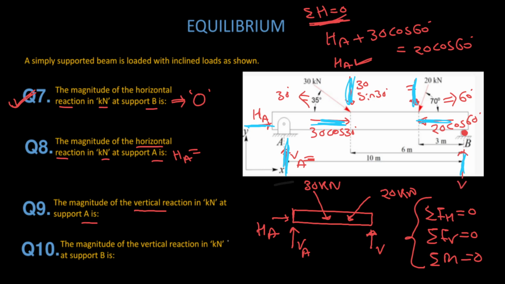So I will take the moment about the point which is passing through the line of action of the other unknown, so that I don't need to calculate the moment due to this force. This force will pass through the same point, and this force will pass through the same point. So the moment due to this vertical and the horizontal will be 0. So I will only get the moment of this vertical A.